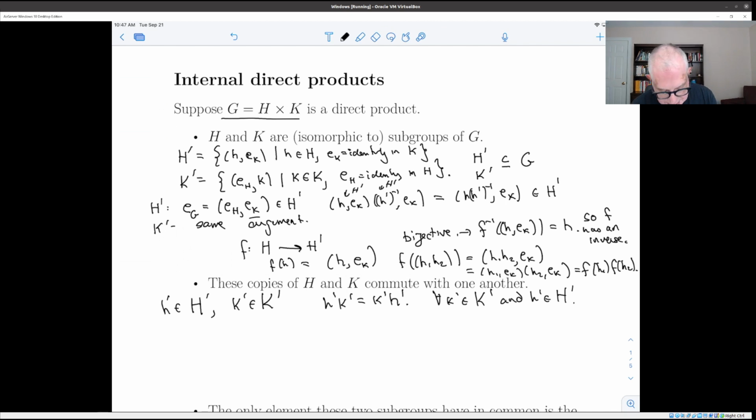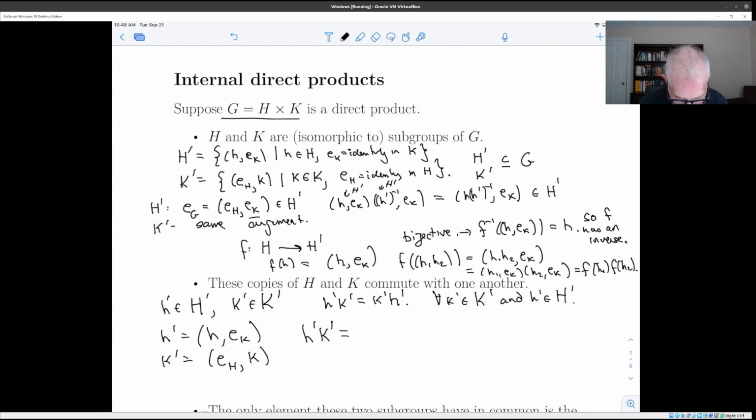And the proof of this comes from the multiplication law in a product. So H prime is of the form (H, E_K), and K prime is of the form (E_H, K). And if you compute H prime K prime, you get (H, K). And if you compute K prime H prime, you also get (H, K). So the two factors don't interfere with one another.